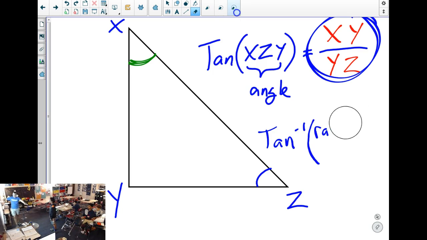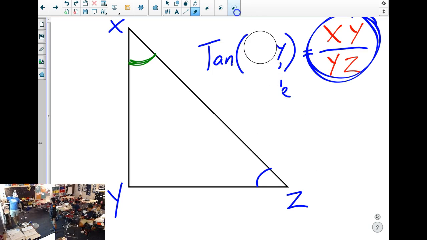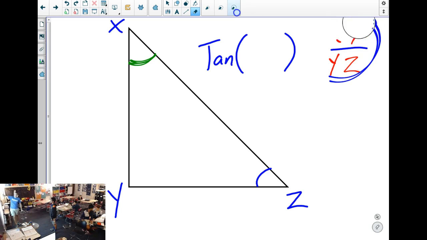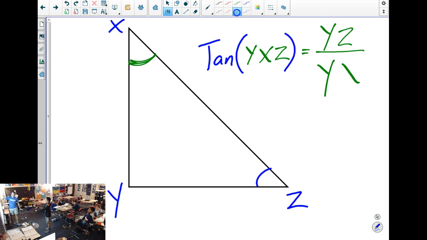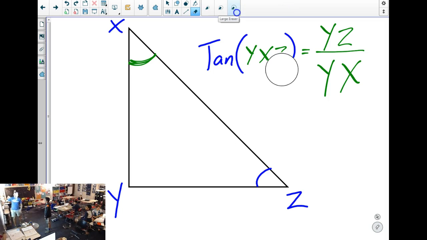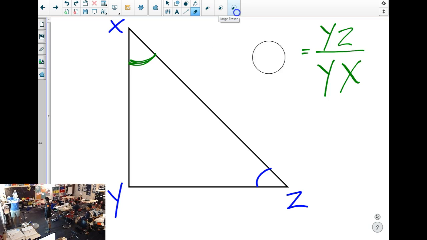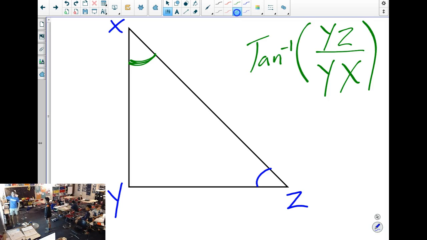Okay, so I want to check your comprehension. If we ask you for the tangent of angle x, which is three-point notation, we should write it with three points. But if I ask you the tangent of angle yxz, it would be opposite over adjacent. So it would be yz and then yx. That's it. If I asked you to solve for x, and you didn't know it, it's just opposite over adjacent. Hang on.